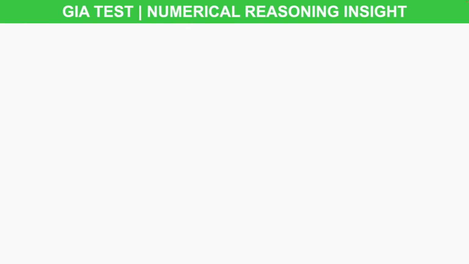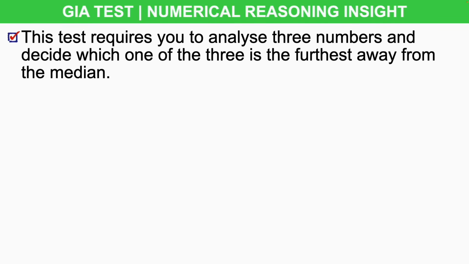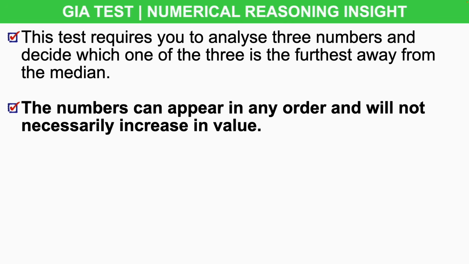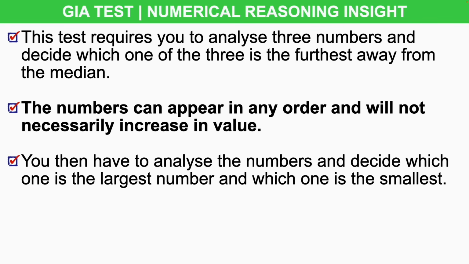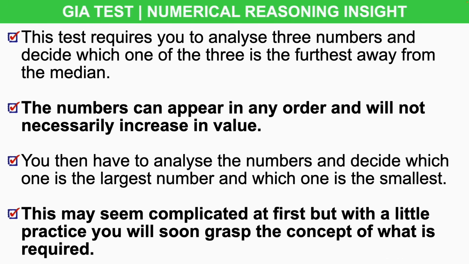Okay, moving on. Let's take a look at the numerical side of the GIA test. Now this test requires you to analyse 3 numbers and decide which one of the 3 is furthest away from the median. I know that sounds really confusing, but bear with me and I'll break this down for you step by step. Most people struggle with this side the most. So the numbers can appear in any order and will not necessarily increase in value. You then have to analyse the numbers and decide which one is the largest number and which one is the smallest. Again, like I said, this may seem complicated at first, but with a little practice, you will soon grasp the concept of what is required.